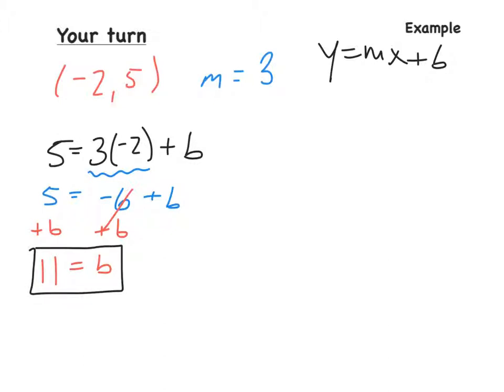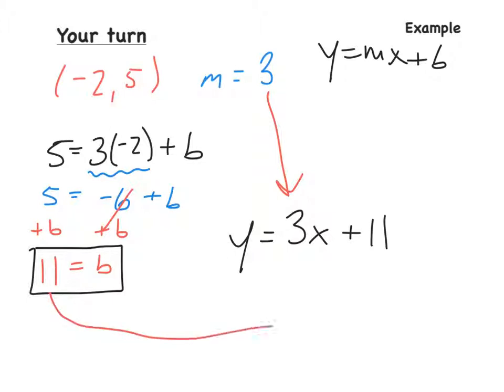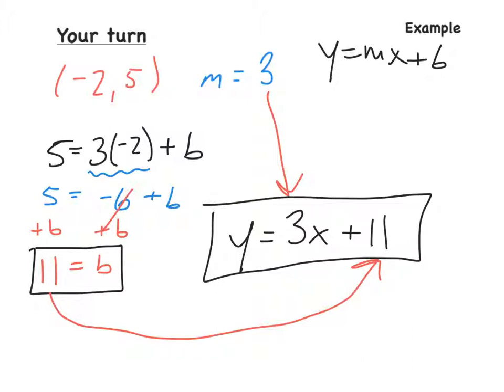Now we just have to rewrite it. Y is equal to 3x plus 11, because this slope came from the 3 that they already gave us, and b came from what we just solved. So this is our equation in slope-intercept form. Y is equal to 3x plus 11.